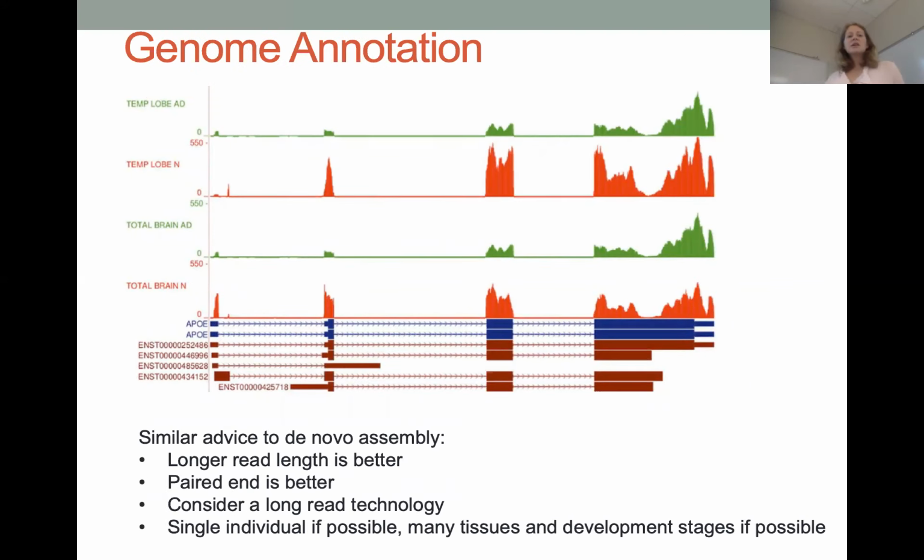If you're doing genome annotation, sometimes we do RNA sequencing solely to annotate a reference genome. It's really similar advice. Longer read lengths are better, paired end is better, consider a long read technology, and use a single individual. And all that's going to help you to do better annotation of your genome.